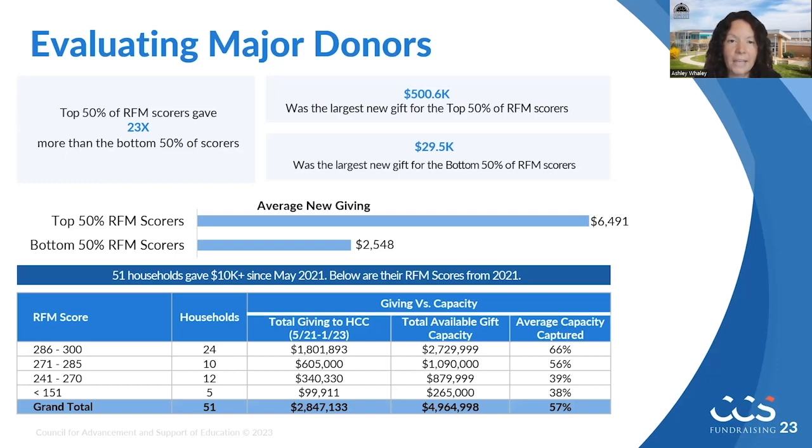51 households gave $10,000 or more since May of 2021. And in this chart at the bottom of the screen, you can see that in the range of 286 to 300, we had 24 households. Their giving to HCC was 1.8 million. Capacity was 2.7 million, and we secured 66% of that. So I think it's pretty significant, and I don't think we would have had the success that we did in this category if we were not using the RFM scores to kind of lead our way in the conversations we've had with our donors.